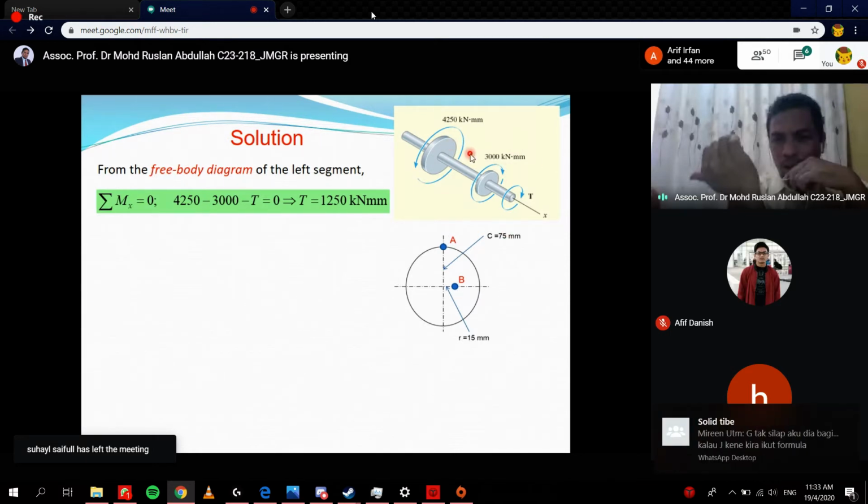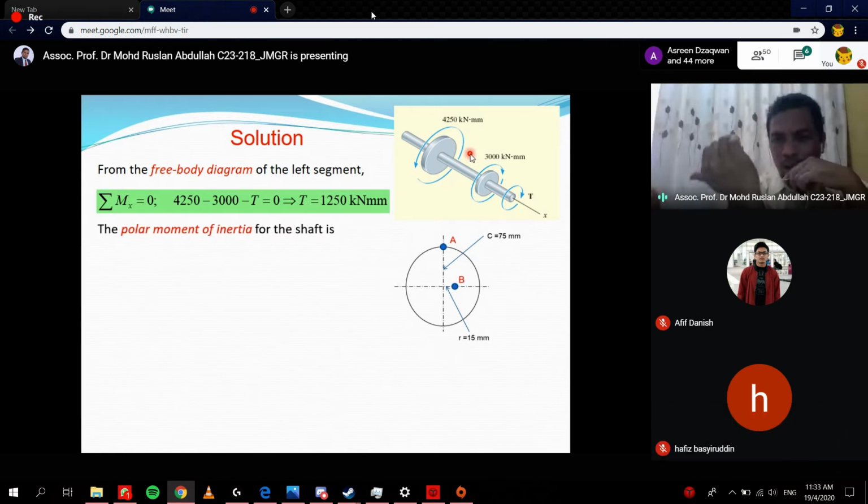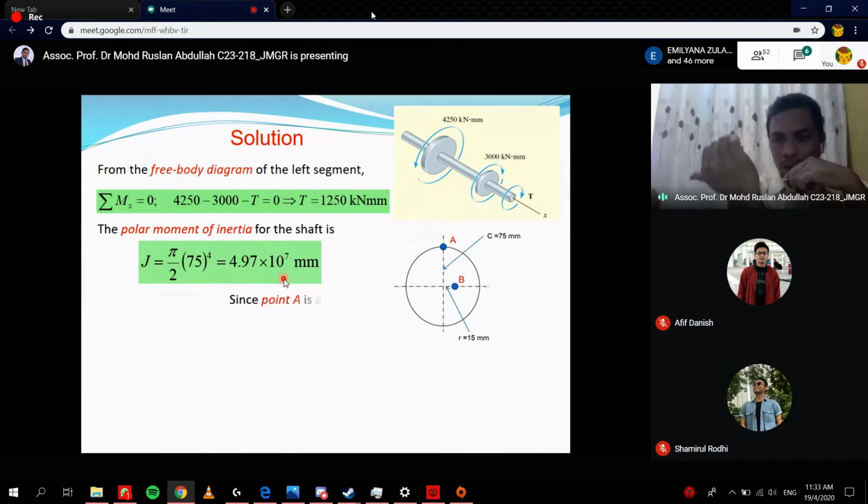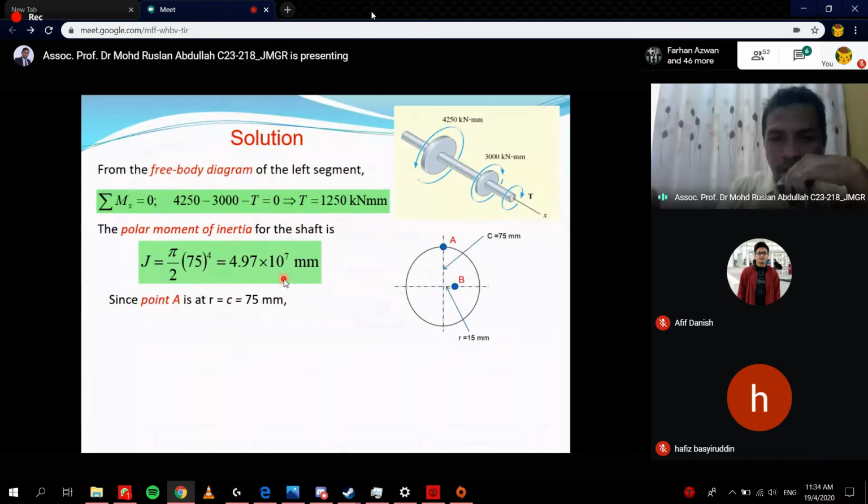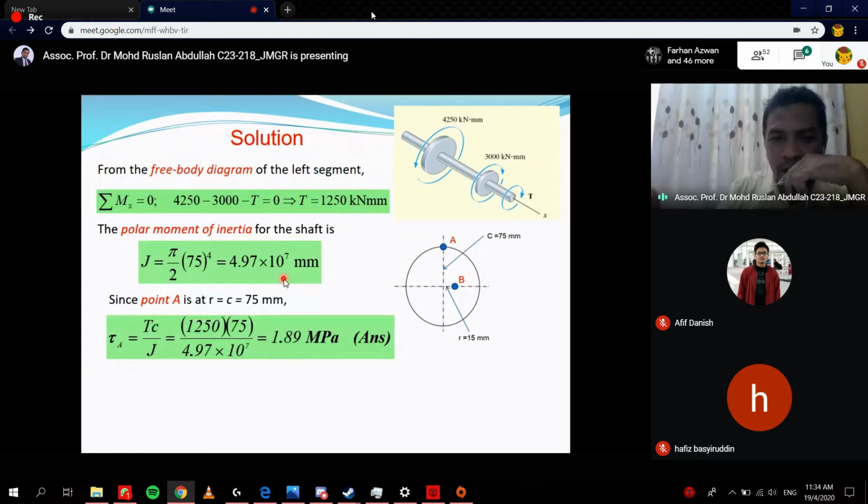So that one is based on this section, this FBD. Then the second, the polar moment of inertia of the shaft, J equal to pi over 2, R to the power of 4. So you can get this one. For point A, C equal to R, 75 millimeter. You just substitute into this formula, tau equal to TR over J or TC over J. Everything is here: T equal to 1250, and this is R or C. This is the polar moment of inertia.